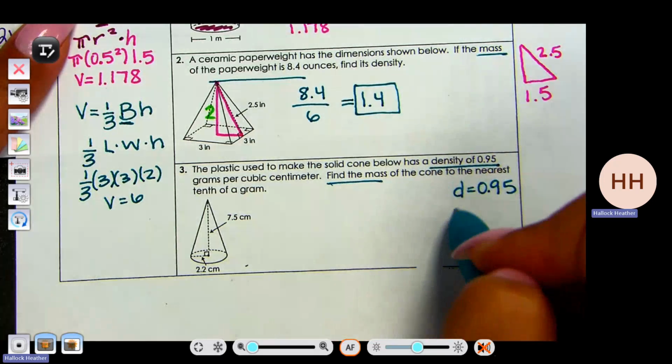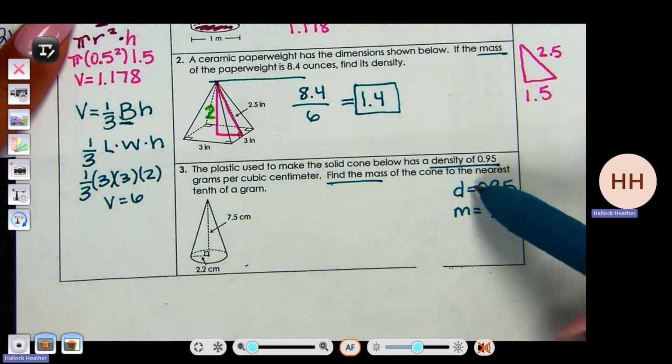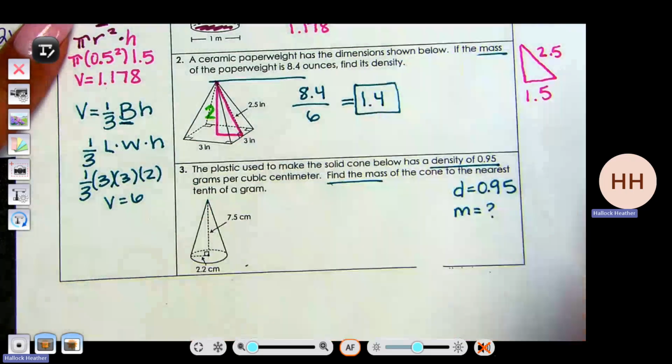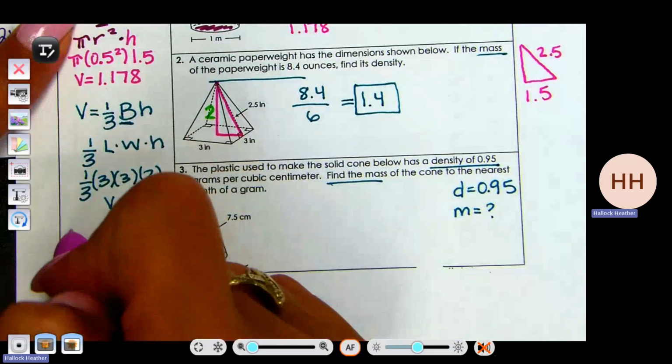So I'm looking for mass. That's what I don't know. To the nearest tenth of a gram. So I need density, mass, and volume. Basically, I can only have one unknown. So I can find volume off to the side for a cone. And then I'm going to have to use the same formula, but a little bit different.